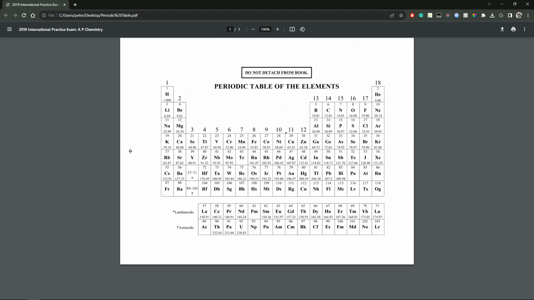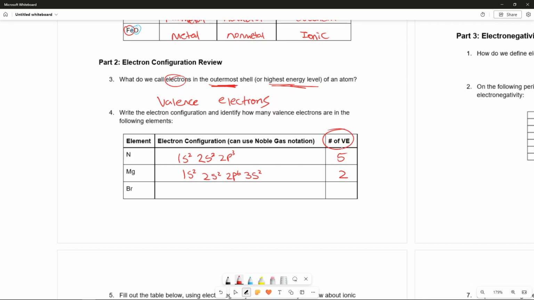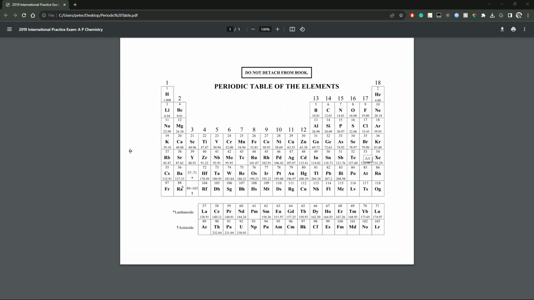Lastly, bromine. Bromine's element 35 here in group 7. It's a halogen. We're going to try the noble gas notation. So go ahead and find bromine, element 35, and go backwards, which is leftwards, until you get to the next noble gas. So going back from bromine, 35, selenium, 34, 33, 32, 31, all the way to potassium, 19.